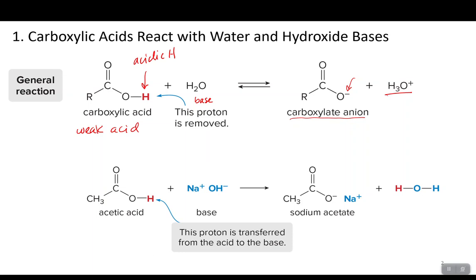Okay, so this is how a weak acid will dissociate in water. It'll dissociate to some extent. It will form a small amount of carboxylate anion, but it will form it. Okay, so this is how it interacts with water. Now let's contrast that with how it interacts with a strong base. So here I have sodium hydroxide is my strong base.